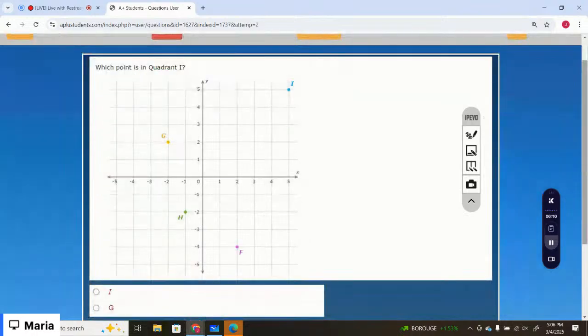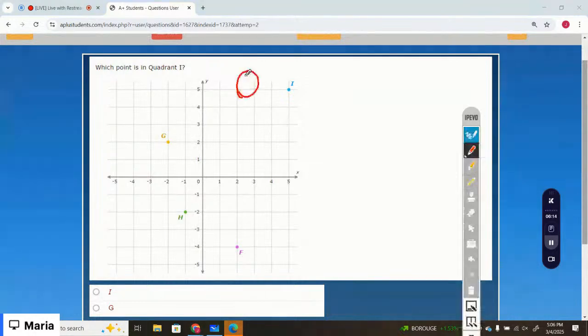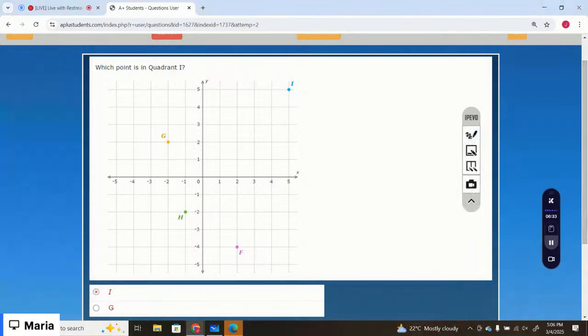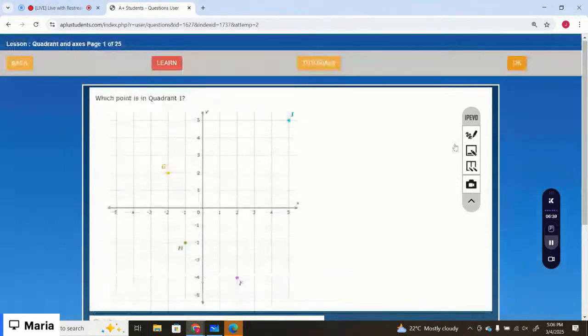Which point is in quadrant 1? Here is quadrant 1. So in quadrant 1, the point is I. Option number 1 is the correct option.